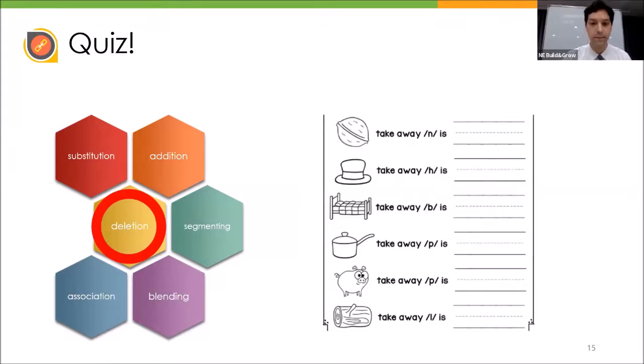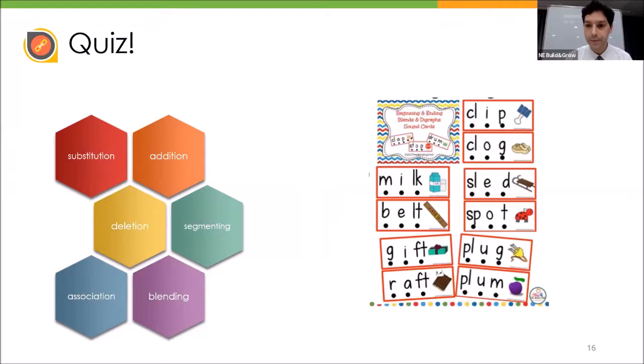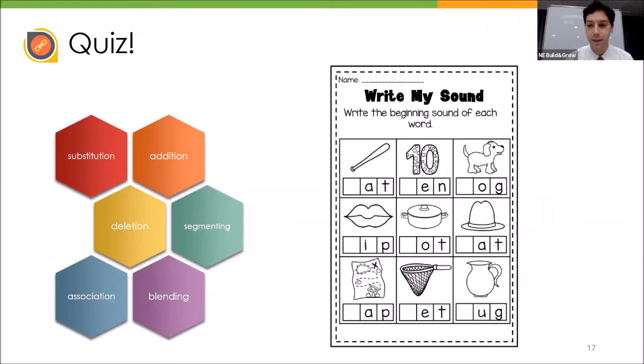Okay, very good. Now here, we've got an exercise where we're going to break down each word into its individual phonemes or letter sounds. So what is this called? Aha, very good. So everyone is saying the same thing. We're all on the same page here. This is segmenting. Very good. And the last one, what do you think this is?